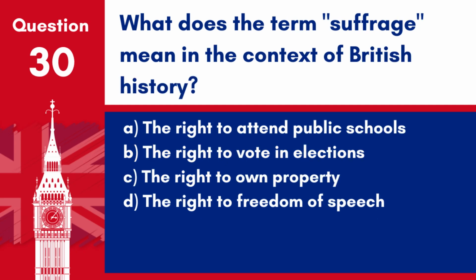Question 30. What does the term suffrage mean in the context of British history? A. The right to attend public schools. B. The right to vote in elections. C. The right to own property. D. The right to freedom of speech. Answer. B. The right to vote in elections. In British history, suffrage specifically refers to the right to vote in political elections.